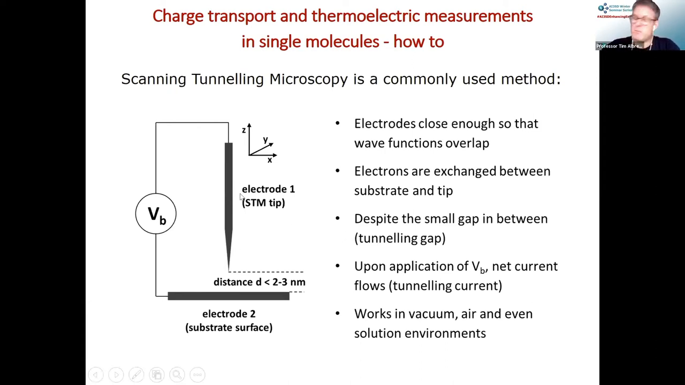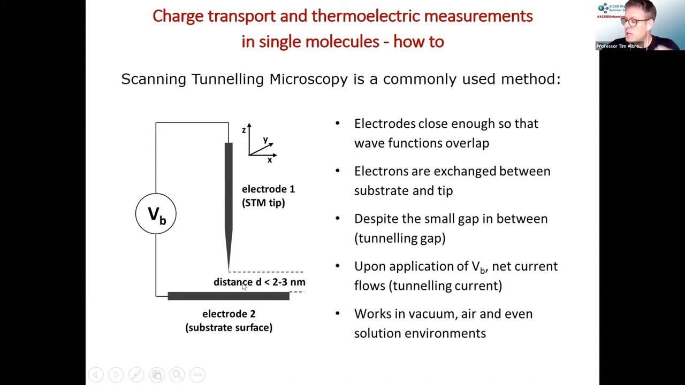Well, it's basically a setup that consists of a conductive substrate, where you put your sample, and a sharp needle, which is shown on top here. You bring these two electrodes close enough together that the electronic wave functions overlap. That means you get electron exchange, simply due to the quantum mechanical nature of electrons in these two conductors, even though they're not in full contact. So typically we would talk about a small gap that's smaller than maybe 2 or 3 nanometers.